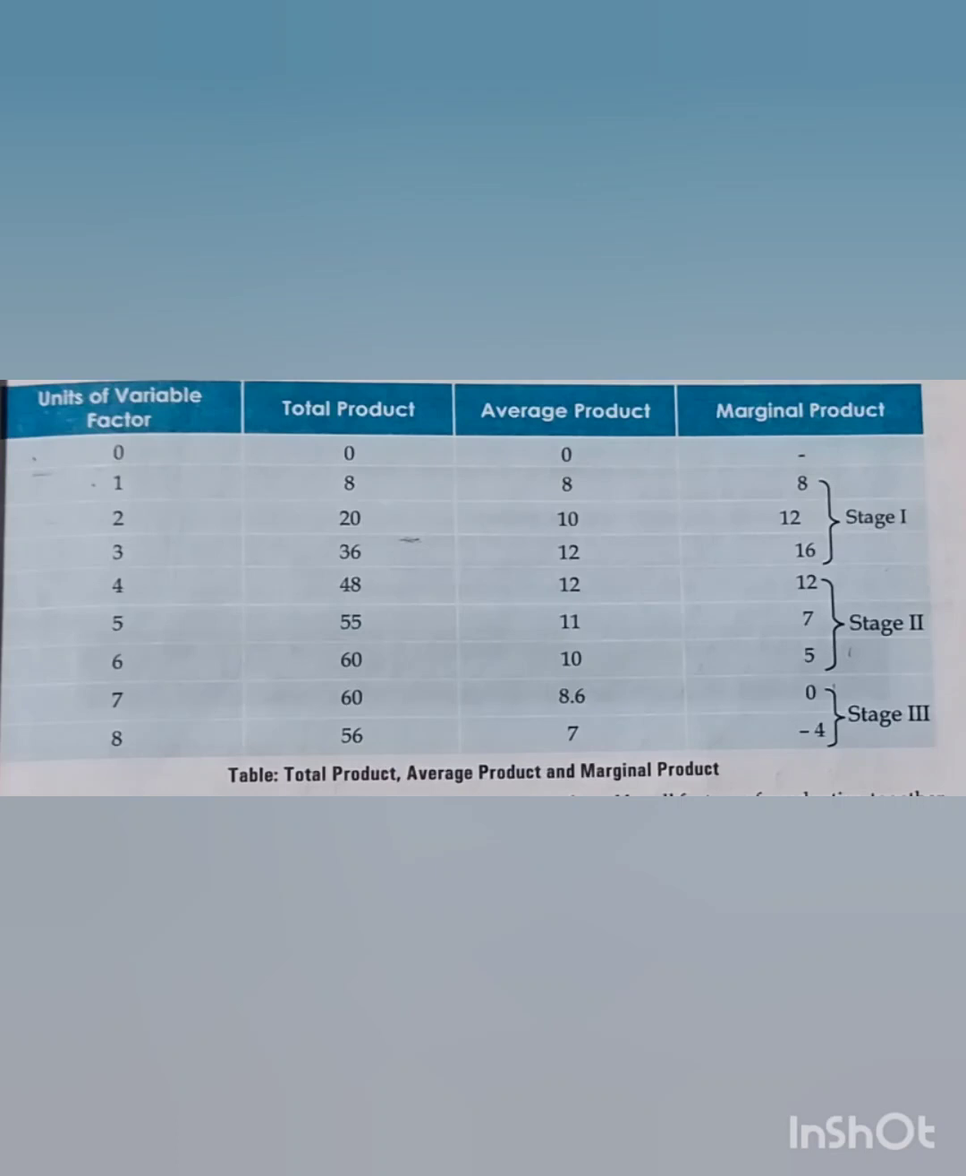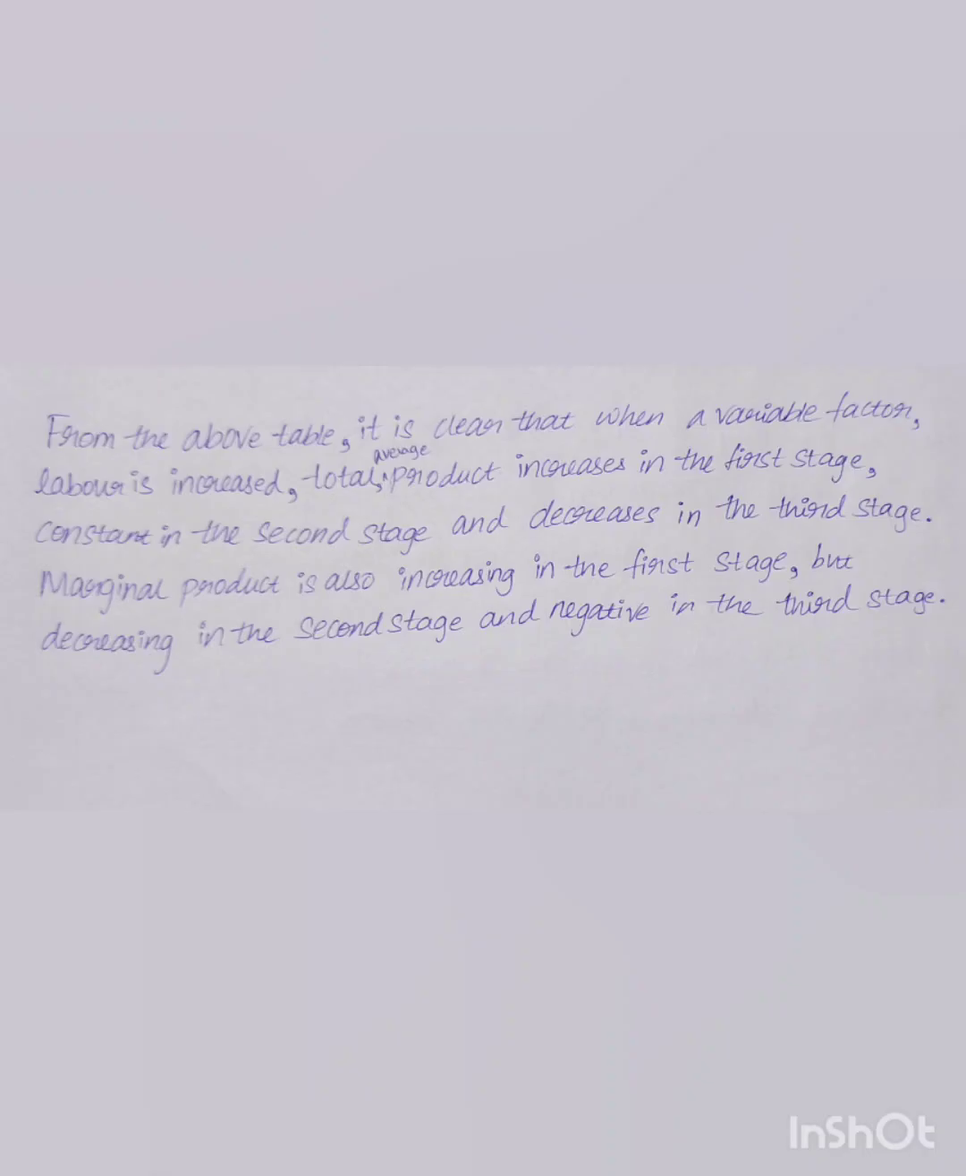Now we'll see the tabular representation. There are 4 different columns, right? Units of variable factor, total product, average product, and marginal product. So, total product is nothing but the product which is produced by all factors of production together. Coming to average product, it is total product per unit of variable factor, that is labor. And coming to marginal product, it refers to the change in total output due to unit changes in the variable factor. That's it.